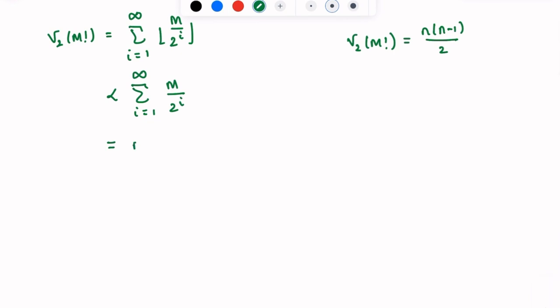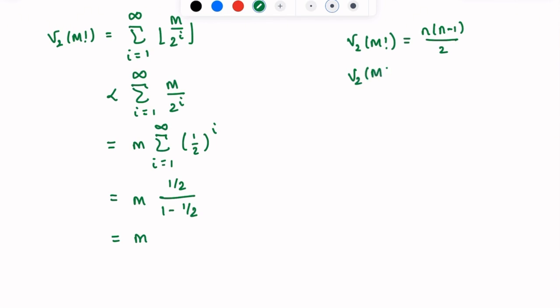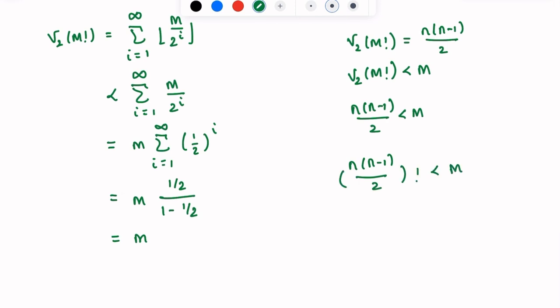And what that means is this should be equal to, well, we can take the m out and look at the summation like this. And now this is just a standard geometric summation, which is just equal to the first term all divided by 1 minus the first term, which is just equal to m. So we know that v sub 2 of m factorial is less than m, which means n times n minus 1 over 2 is less than m. n times n minus 1 over 2 factorial has to be less than m factorial if they are positive integers.